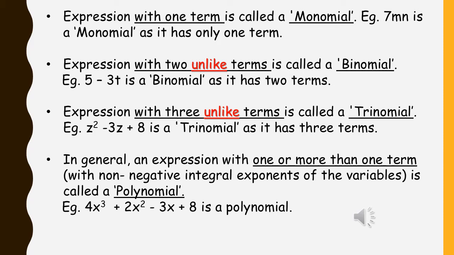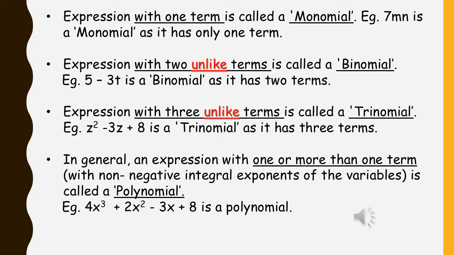Algebraic expression with one term is called monomial. For example, 7mn is a monomial as it has only one term. Expression with two unlike terms is called a binomial. For example, 5 minus 3t is a binomial as it has two terms. Expression with three unlike terms is called a trinomial. For example, z squared minus 3z plus 8 is a trinomial as it has three terms.